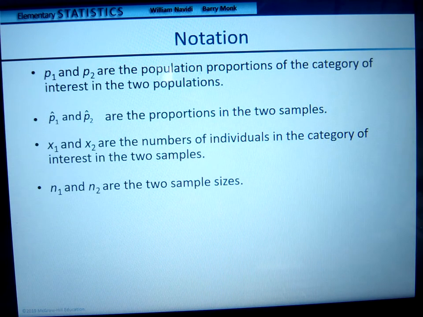So we have p1, p2 are going to be the population proportions. p hat 1 and p hat 2 are the proportions of the two samples. x sub 1, x sub 2 are the numbers of individuals in each category of interest in the two samples, and n1 and n2 are the two sample sizes.